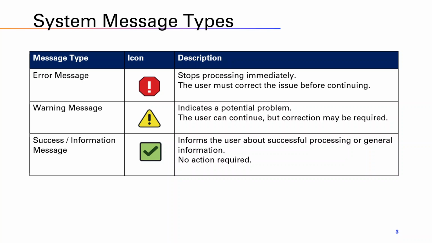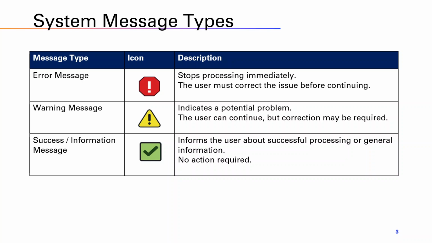First one is the error message. They appear in red. These stop the process completely. You cannot move forward until the issue is corrected. These messages indicate serious issues. They stop the transaction immediately and they must be corrected before proceeding. Examples can be material not maintained for plant or posting period is closed.